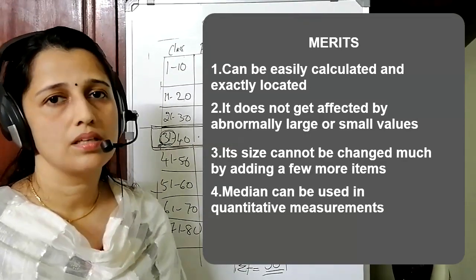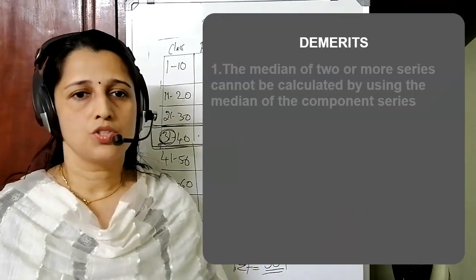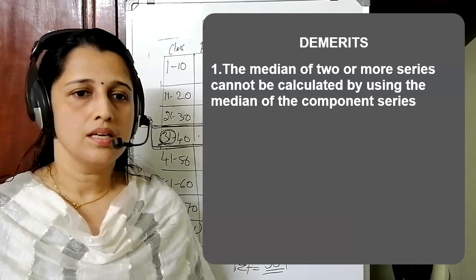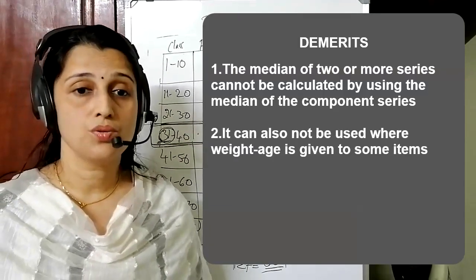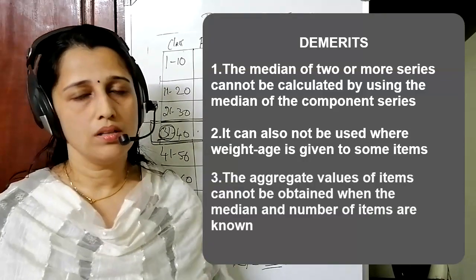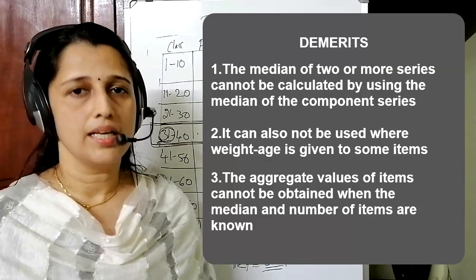And median is used in quantitative measurements. The demerits are that two or more series cannot be computed using the median of the component series, and it can also not be used where weightage is given to some items. All the items have equal importance while finding the median.